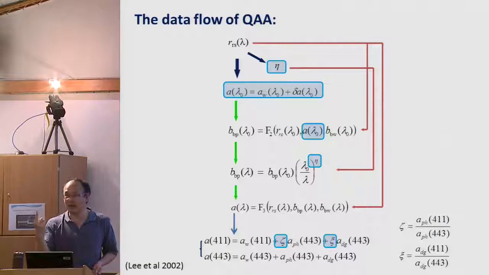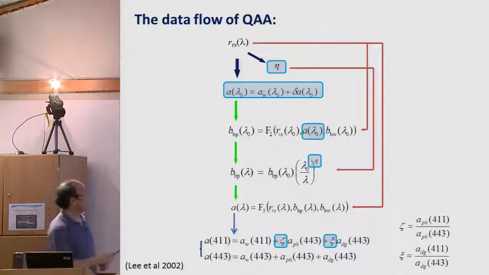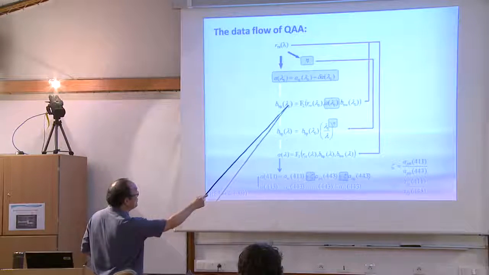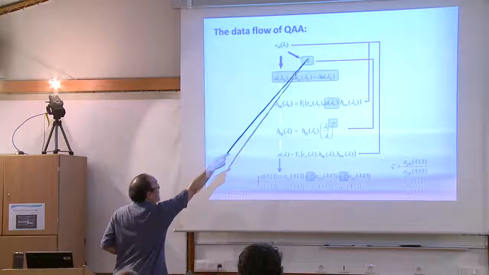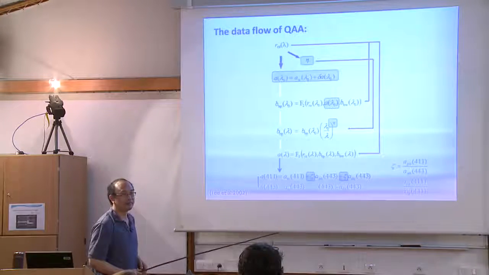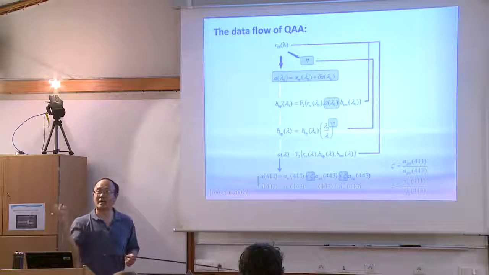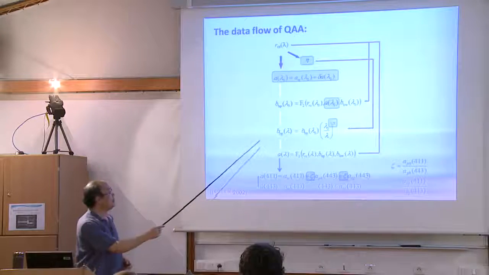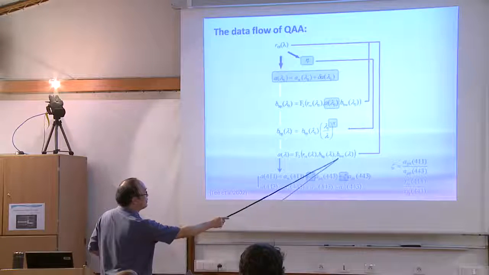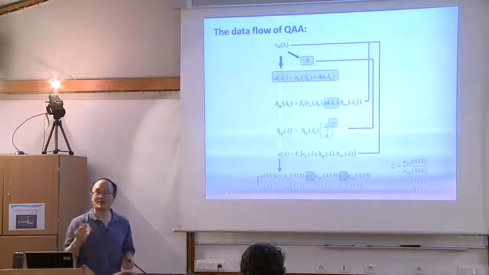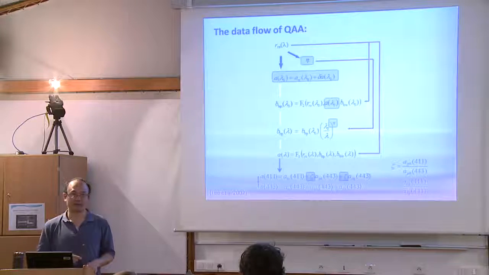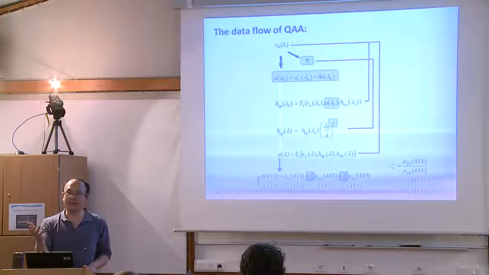Then you just have one unknown or one equation. After you know BB at this reference wavelength, we propagate to other wavelengths by applying this eta number to here. Then we know BBP at other wavelengths. We know BBP, we know BB water, and we know remote sensing reflectance, so we can calculate A at other wavelengths. Straightforward. Clear, making sense?